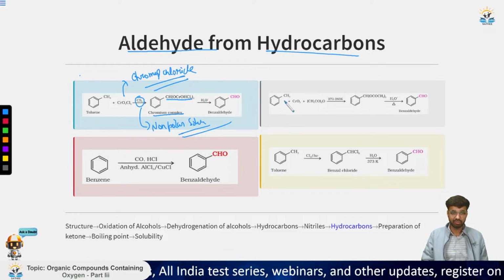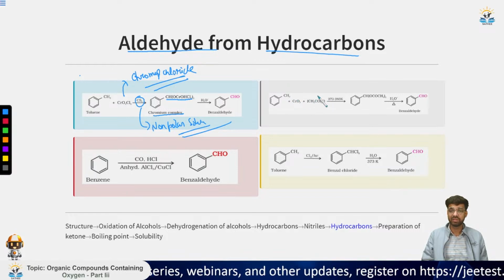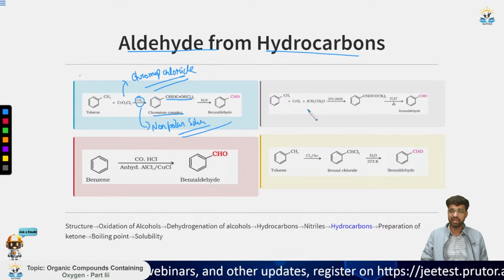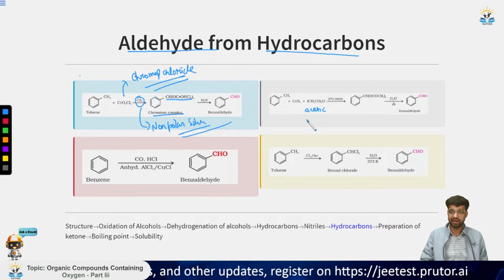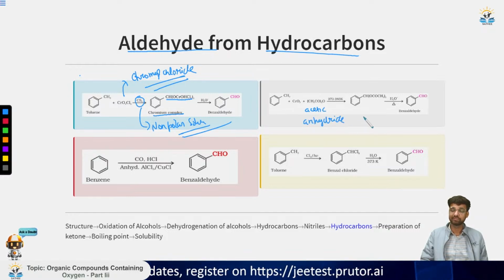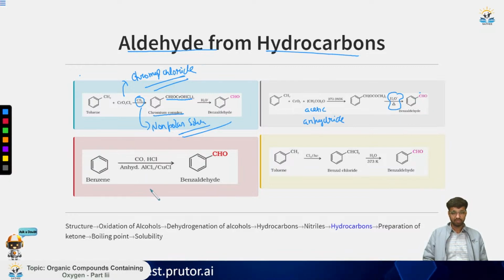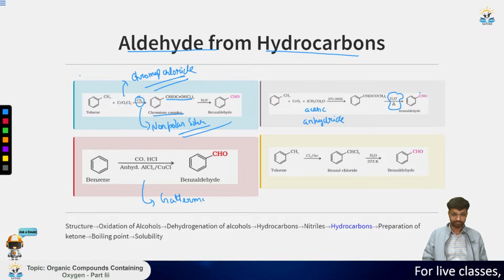We can also do it using the same substrate, that is toluene plus CrO3 plus acetic anhydride. Then on further hydrolysis, it will also give benzaldehyde. We can use this reaction also. So this is called the Gattermann-Koch reaction. It is an important name reaction.